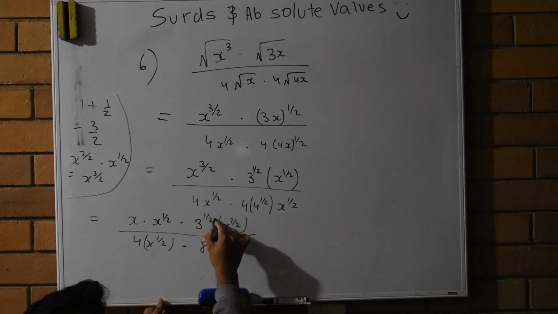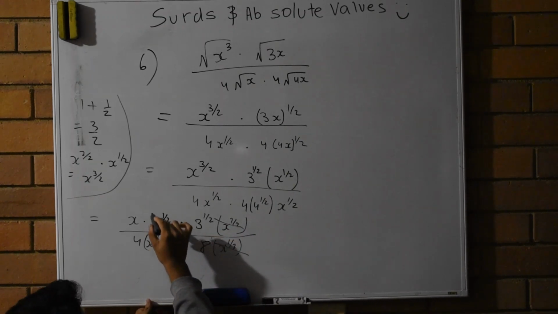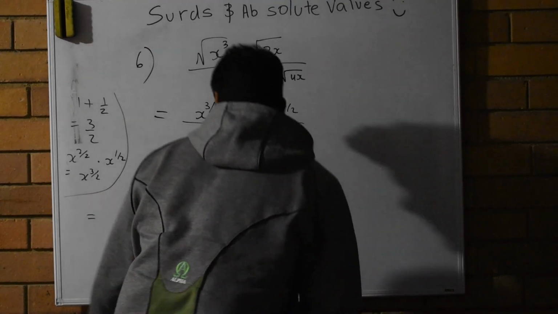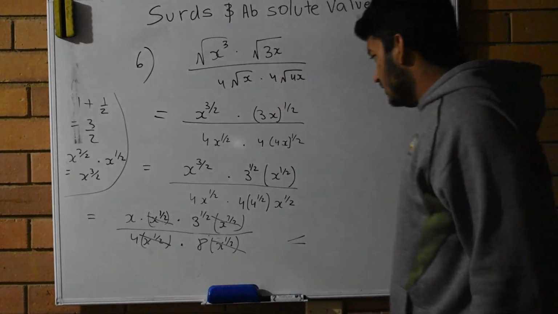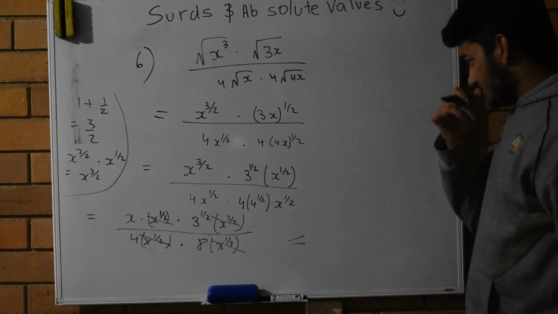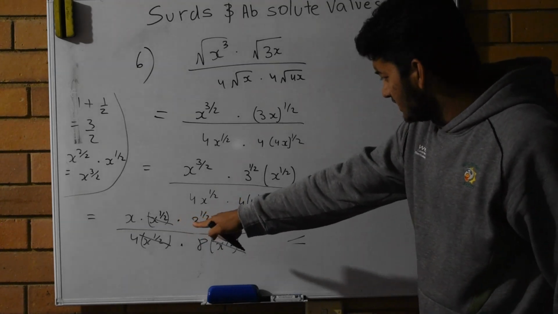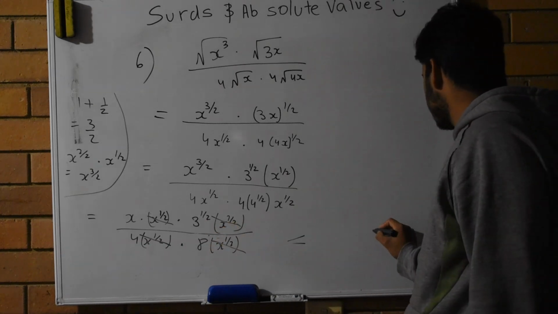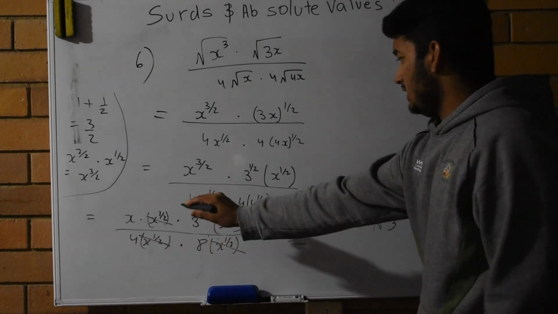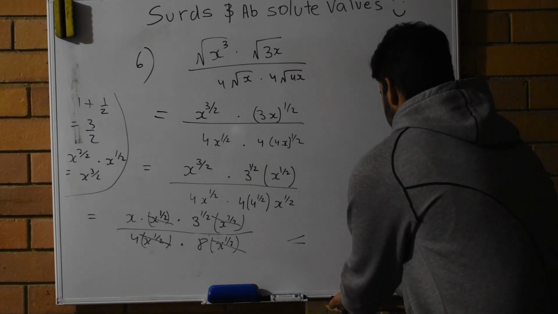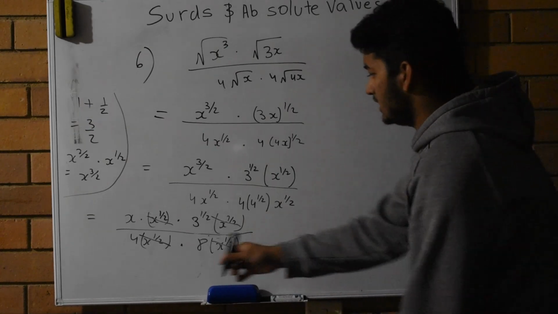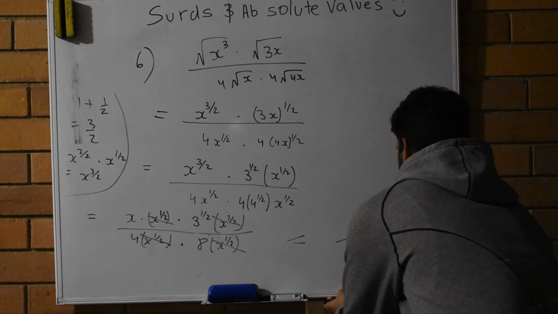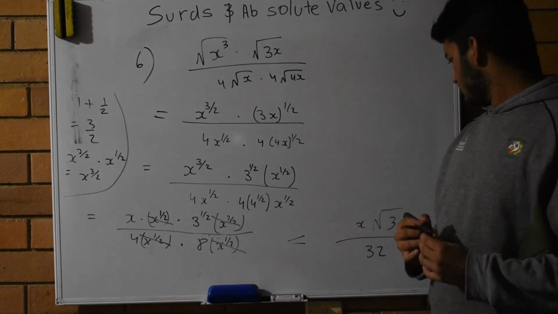Alright, so now x to the half and x to the half gone. And another x to the half, another x to the half. Let's come to the side so you guys can see. So that's just going to give me x. Okay, so 3 to the power of half is just going to give me square root of 3, times x. And then that's 4 times 8, it's going to give me 32. So yeah, I think that should be the answer.